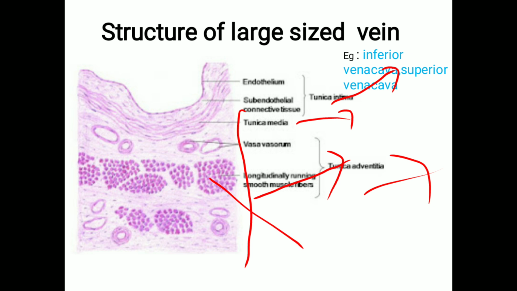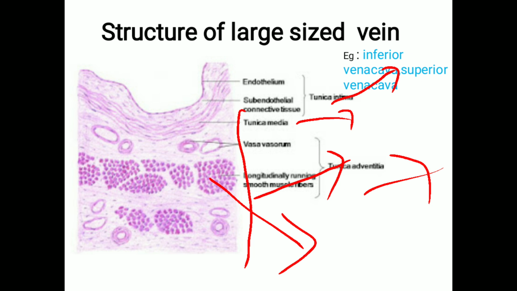The bundles. These are the longitudinal bundles of the smooth muscle. You can look there. They are all longitudinal running smooth muscle fibers. So these are the features you see in the structure of a large size vein.